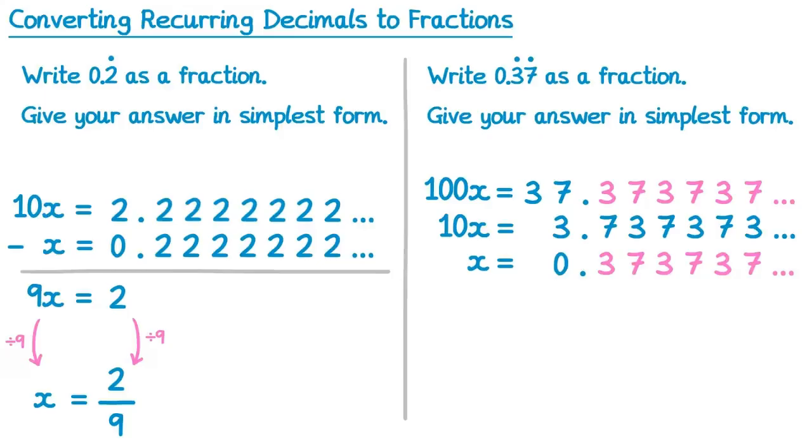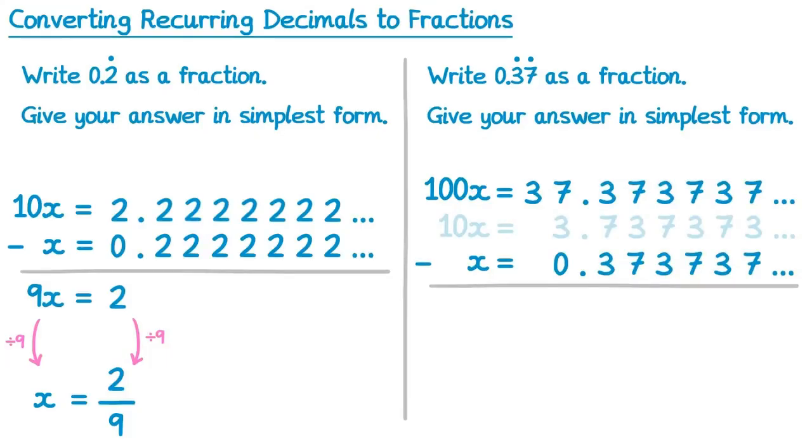So what we'll do is we'll remove the 10x part and put that into the background because it's not going to be useful anymore, and do 100x take away x. To the left of the equals sign we have 100x take away x, which gives 99x. We can then write down the equals sign, and moving to the right we have 37 take away 0, which is 37.